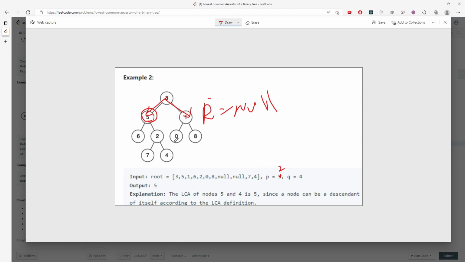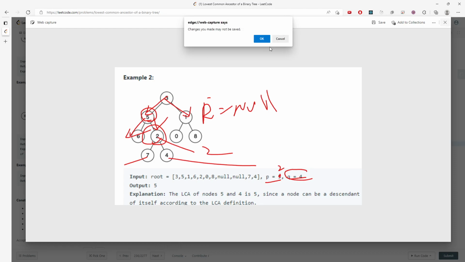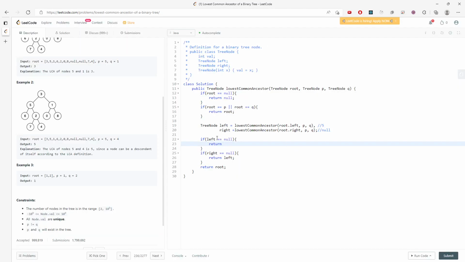And then the left, 5 does not equal 2, right? So I will traverse the left and right again. And now I find that this one is equal to P, right? So I will just say, okay, this is P, and I will traverse for 4. So this is the idea. You have to find the lowest ancestor, so if left is null, then you will just return right. And this is pretty much the idea.